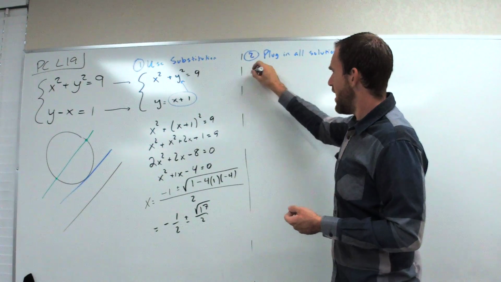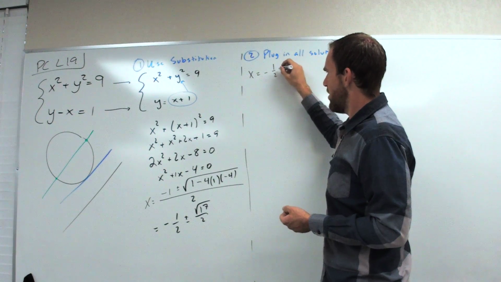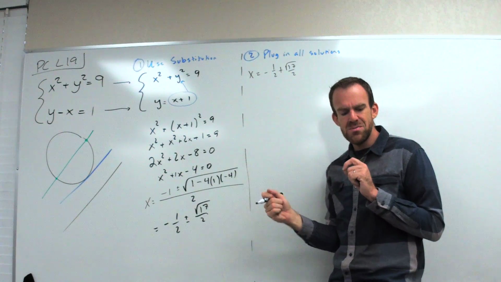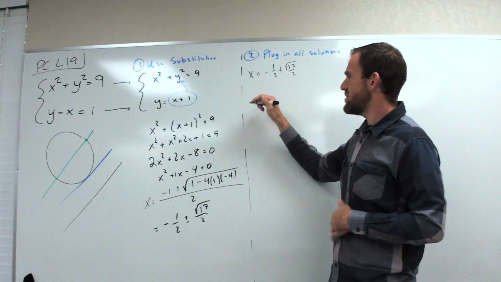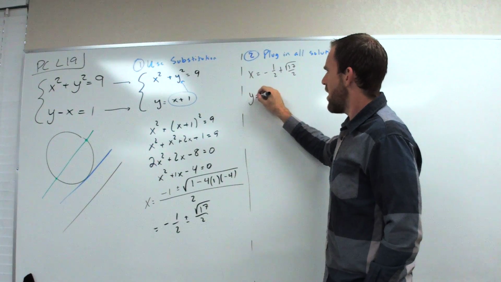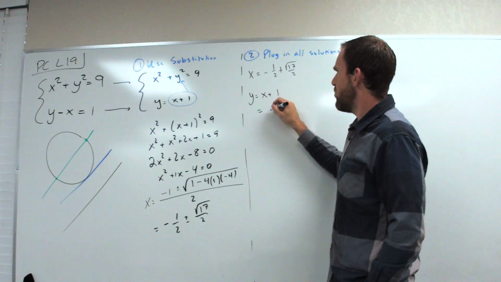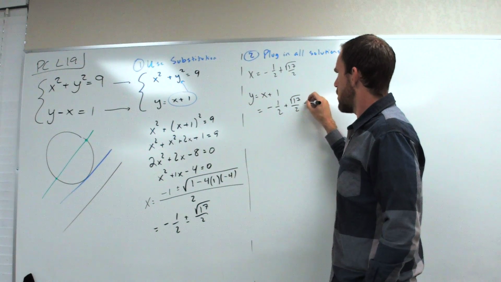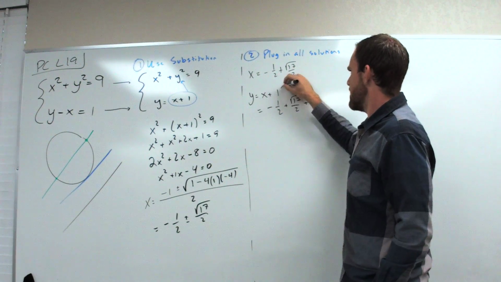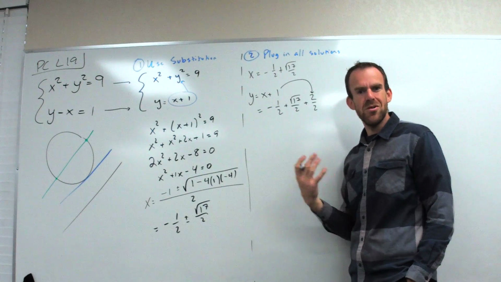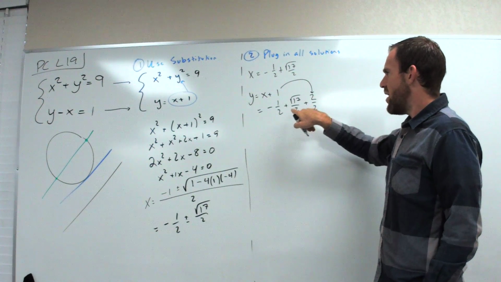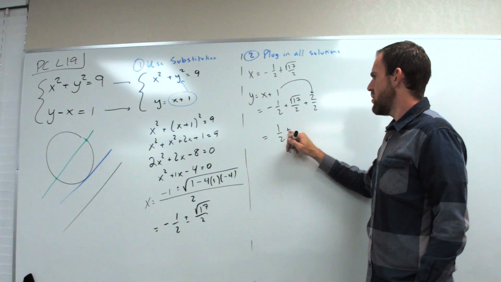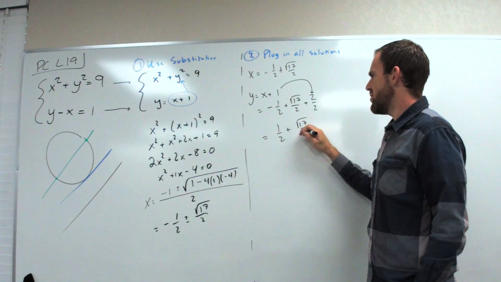So I'm going to start with x equals negative 1/2 plus square root of 17 over 2. And I want to find out the specific y that goes with that x value. So y equals x plus 1, so I'm going to add 1 to that. One could also look like 2 over 2, so multiply it by 2 over 2. Now I have negative 1/2 plus 2 over 2, which is 1/2, plus the square root of 17 over 2.